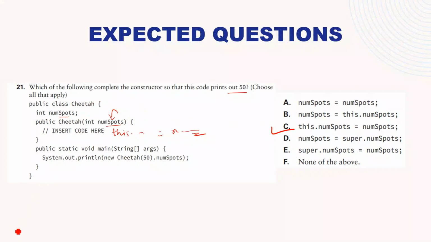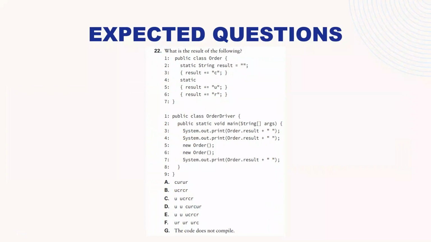Let's move on to the next question, question number 22, and it says what is the result of the following code. So we have a public class Order, then there is a static string equal to a null string, then there is a normal initialization block, and then there is a static initialization block. Then there is another normal initialization block, and then in the OrderDriver class, we have a main method, and we are printing Order.result 2 times, and then we are creating 2 new objects of the Order class, and then we are printing the result a 3rd time. So what could be the answer in this case?